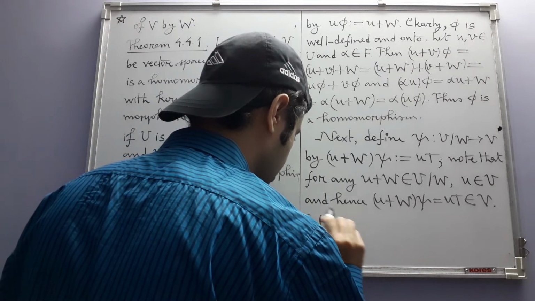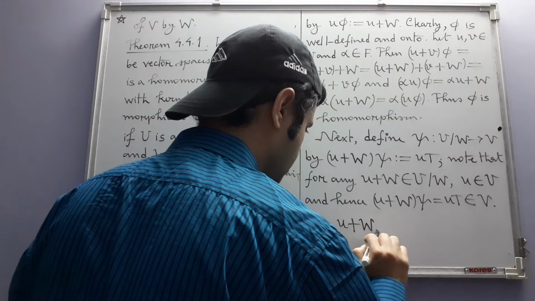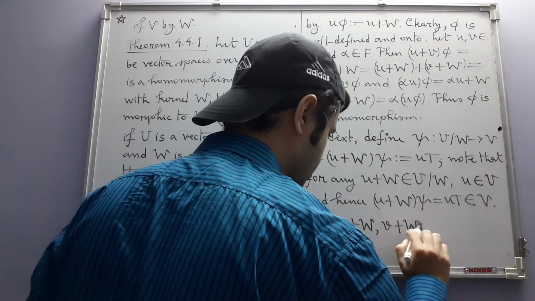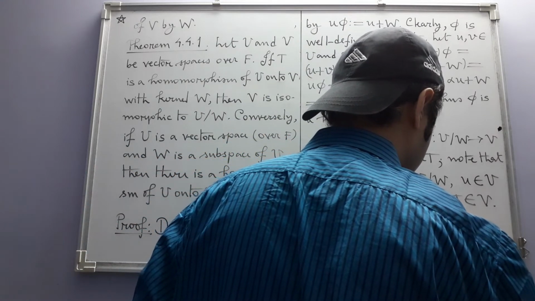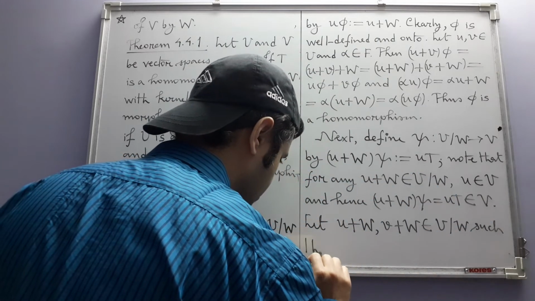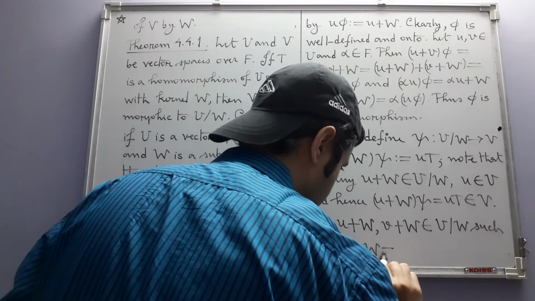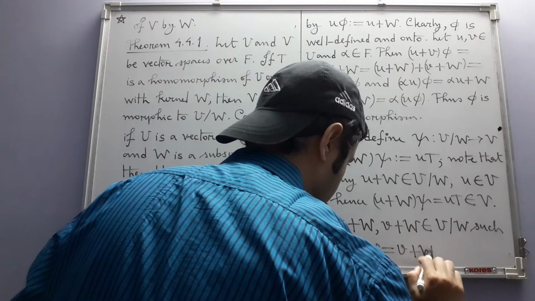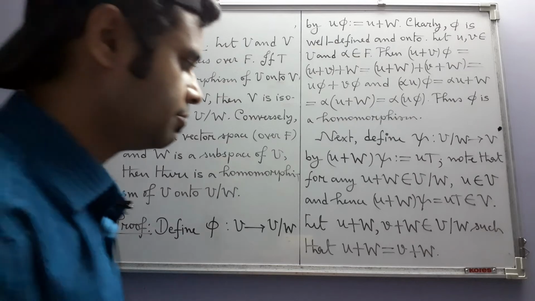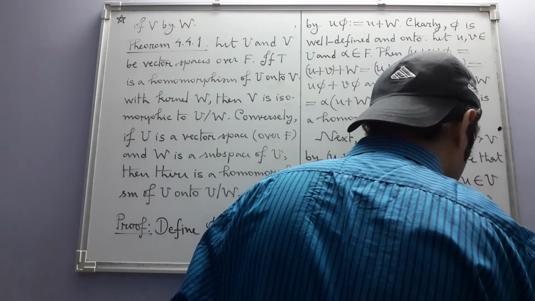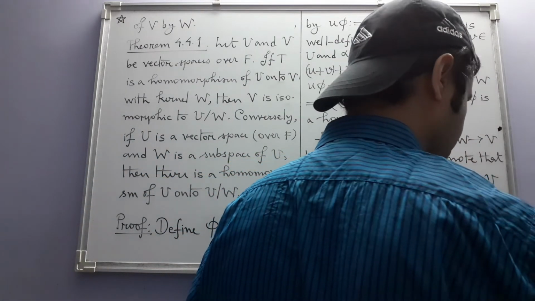Now next, let u plus W, v plus W belong to U by W such that they are equal. We have to prove that their psi images are also equal, because then only psi will be well defined. Then two cosets are equal, so u minus v should belong to W.